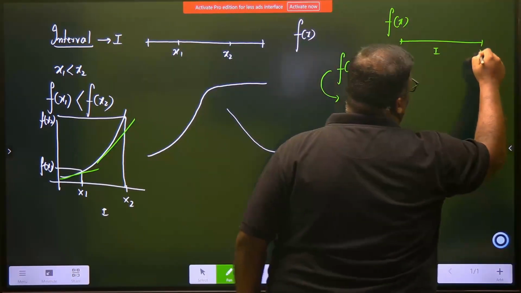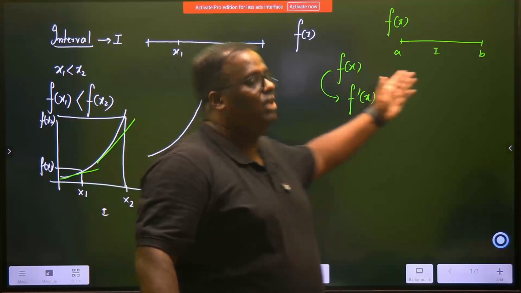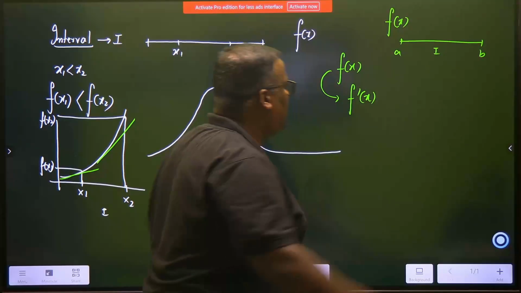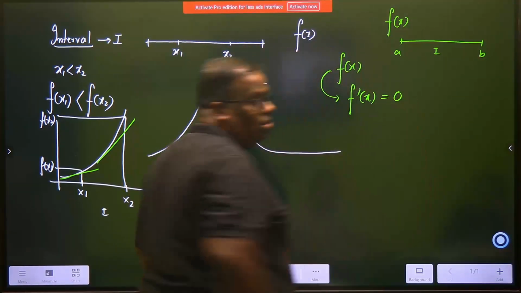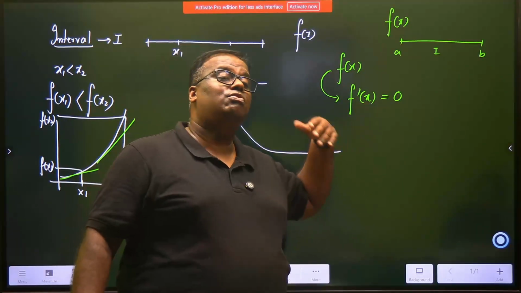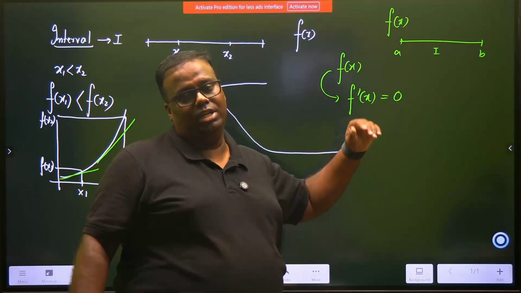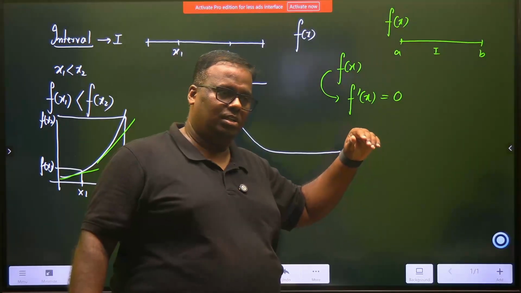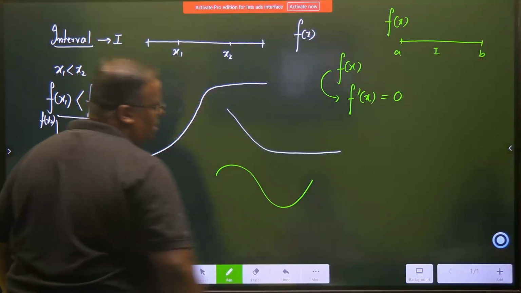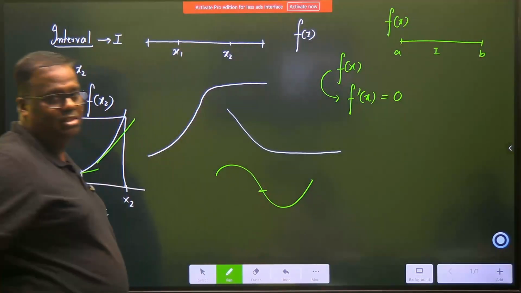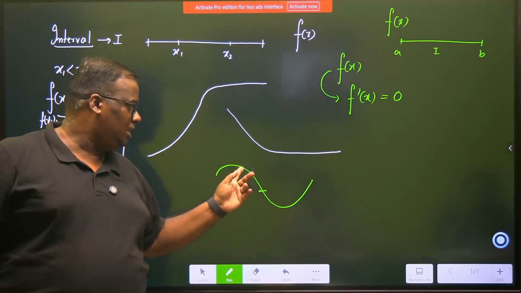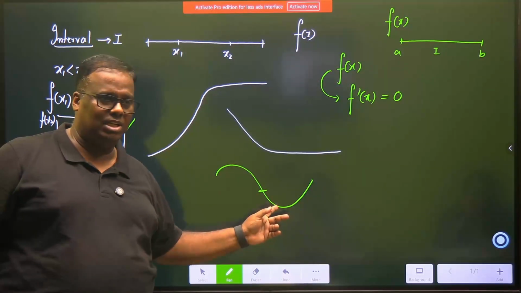The endpoints will be some a and b, like minus infinity, infinity. I will first calculate the derivative. And I will equate the derivative to 0. Means what? This is a point where the function is neither increasing nor decreasing. Got it? Say for example, a function like this. I'm getting a point somewhere here. At this point, I'll say the function is neither increasing nor decreasing. Before it, I see a decreasing trend. After it, I see a further decreasing trend.